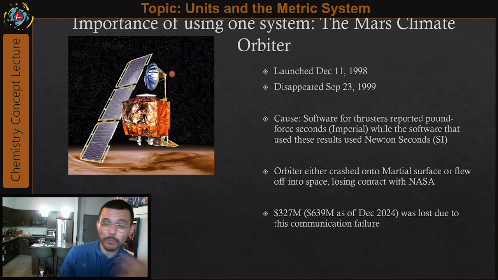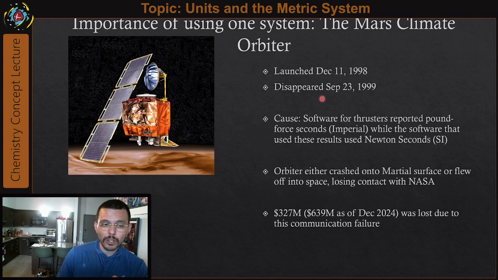A more recent, more serious one was the Mars Climate Orbiter. This was supposed to be an orbiter that would fly around Mars and make sure that we got good data out of it. We launched it from Earth on December 11th, 1998. 9 months later, it arrives on Mars and we lose contact with it. We never found it again.